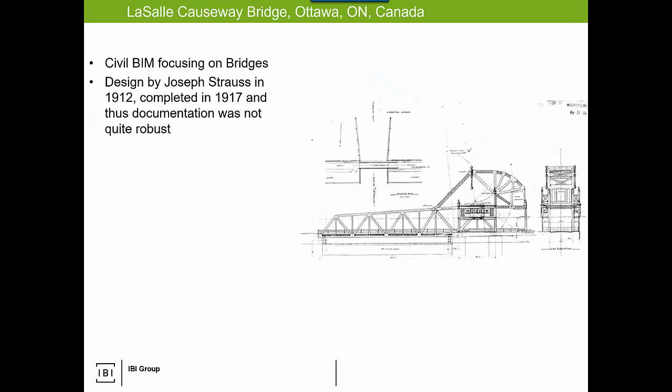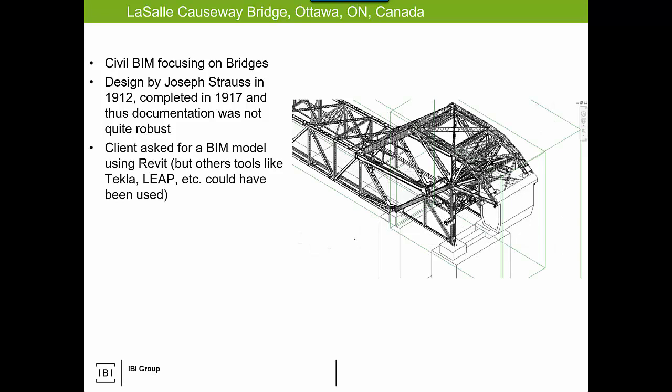This is a bridge in Ottawa, the LaSalle Causeway Bridge. Actually, if you have the opportunity to go see it while you're at the college, that could be cool. It's a 1912 built bridge designed by Strauss. Not quite good documentation, as is typically the case with aged infrastructure. So one of the projects was a BIM existing conditions model.